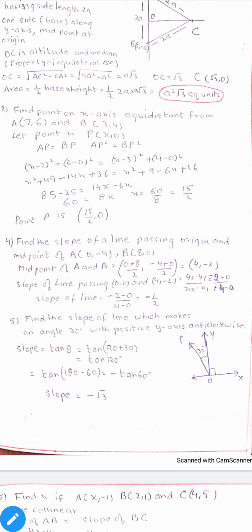Find the slope of a line which makes an angle 30 degrees with positive y-axis in anti-clockwise direction.